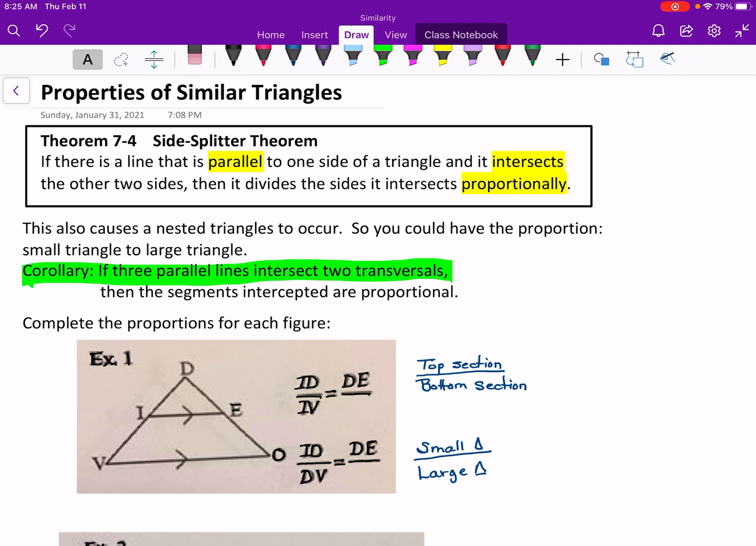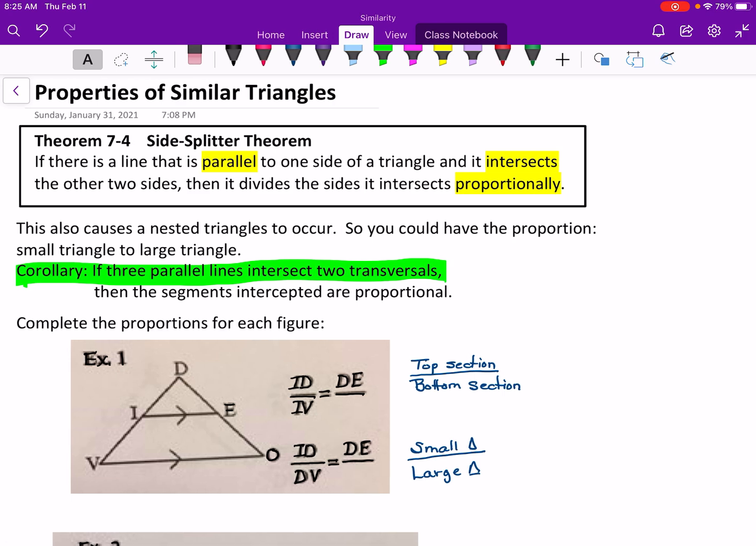All right, so first off, if we look at example 1, it says complete the proportions for the figure. And so we're going to identify the parts. Remember that the arrows, this little arrow right here, whoops, it's not drawing. Let me try it again. There we go. The arrowheads do mean that those sides are parallel. So keep that in mind as we work through the problem. So we have line IE is parallel to VO. It does intersect the two sides of the triangle, which means that it has cut those sides proportionally.